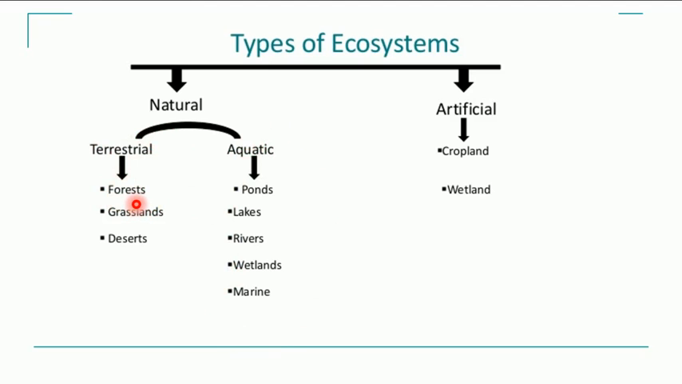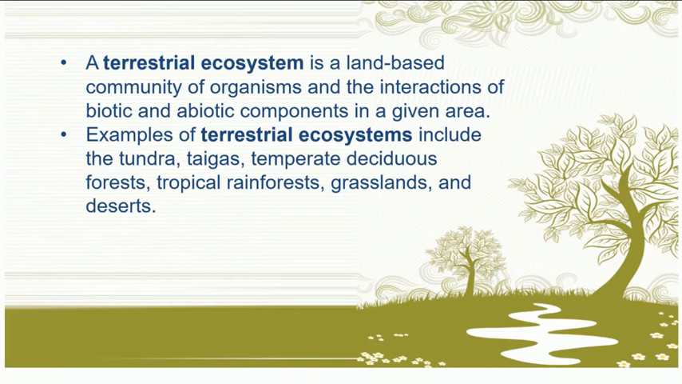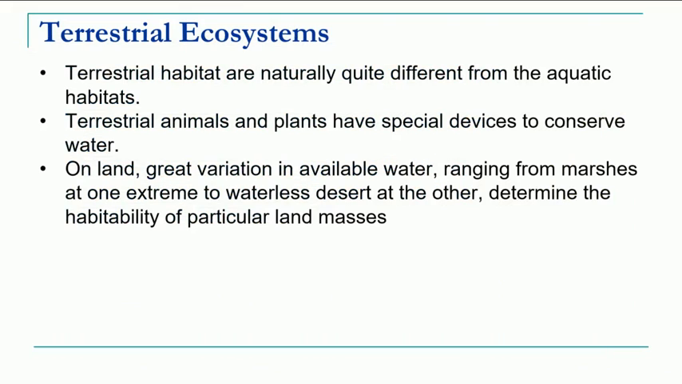But before going into the forest ecosystem, we will understand the basic meaning of terrestrial ecosystem. A terrestrial ecosystem is a land-based community present on the land. All the organisms present on land, interacting with the biotic and abiotic components of a given area, form the terrestrial ecosystem. Examples include tundra, taiga, and different types of forest like temperate deciduous forest, tropical rainforest, grasslands, and deserts. Let's see some important characteristics of the terrestrial ecosystem.